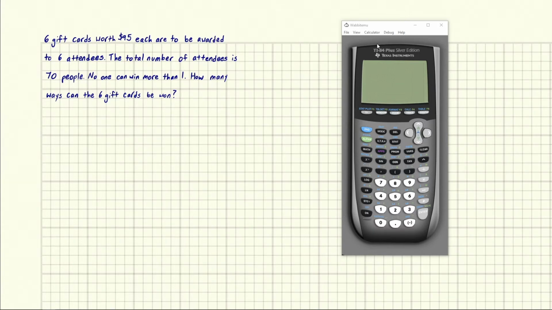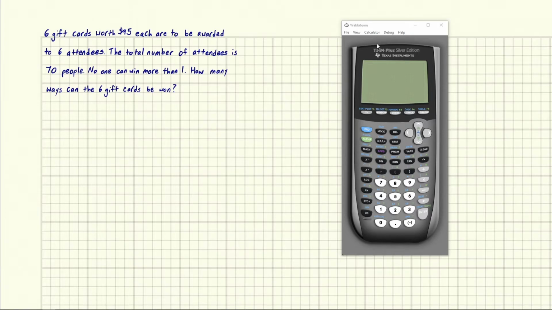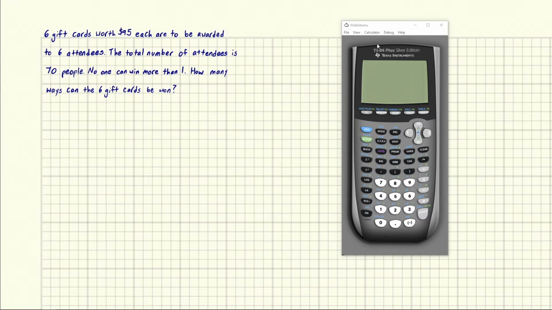And this is important for permutations and combinations. Because if someone could win more than one, that's like having a repeating number of objects, which would be a problem for how we're going to approach this. So looking at this, we say, okay, we've got 6 different gift cards, and we've got 70 people. So the gift cards themselves aren't unique.